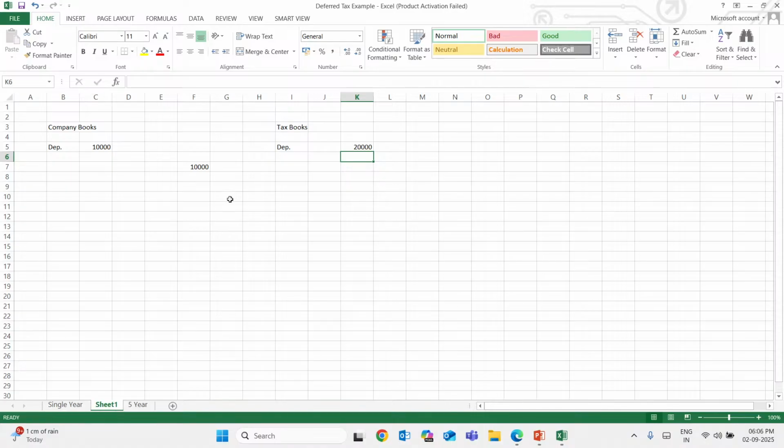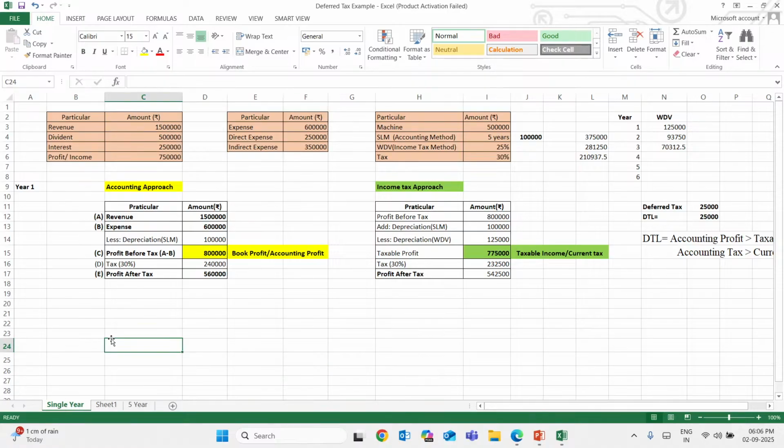We can say the deferred tax formula is: tax expense minus current tax, where we get the tax expense from the company and the current tax from our tax books, right? Here is a good example. Here we have taken the total revenue. Under revenue we have dividend, interest and profit income, all summed up, and it is 15 lakhs. Here we have expenses of 6 lakhs, which consist of direct and indirect expenses.